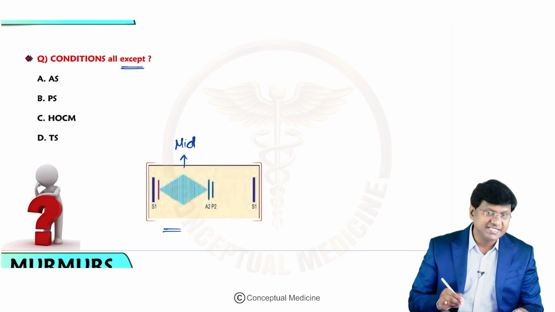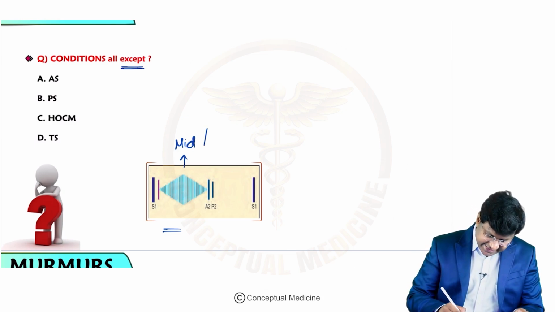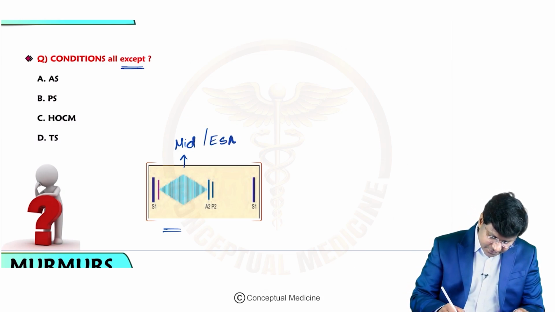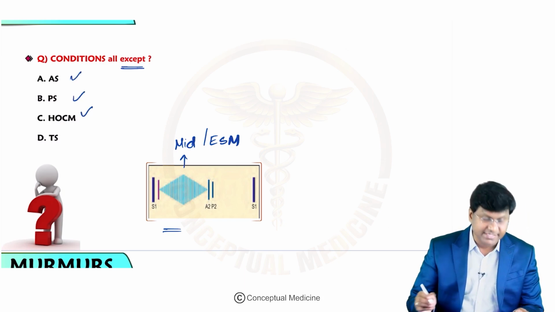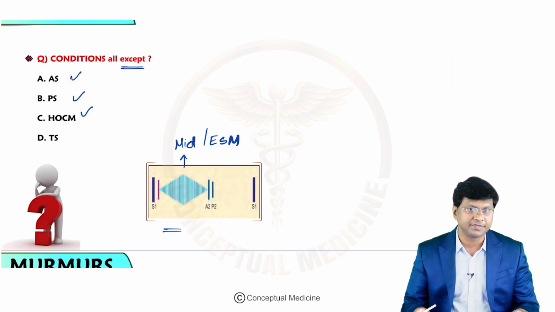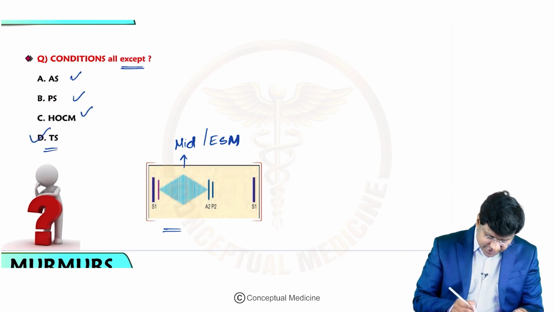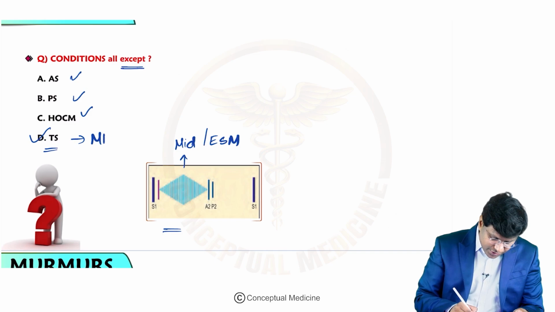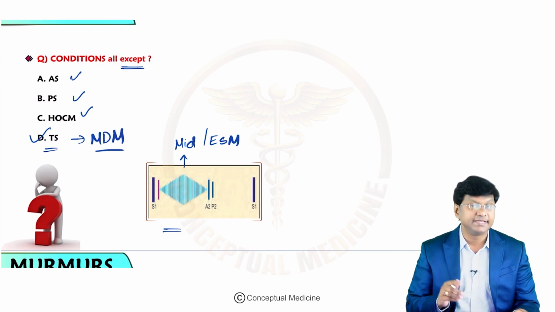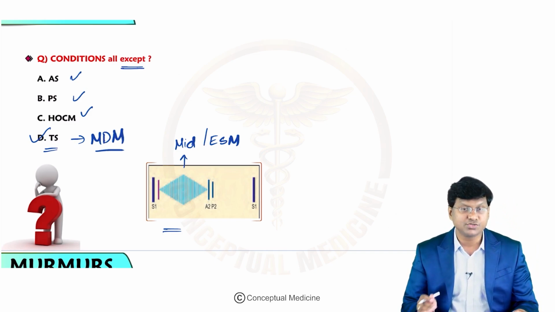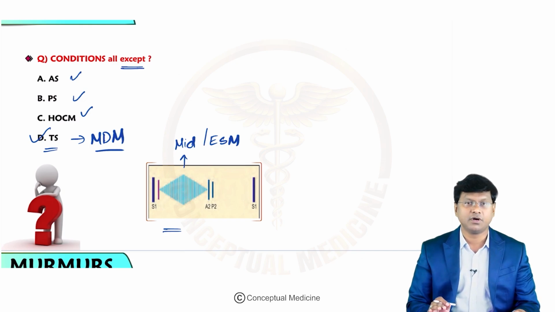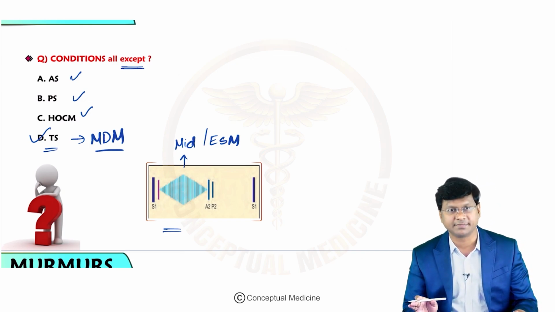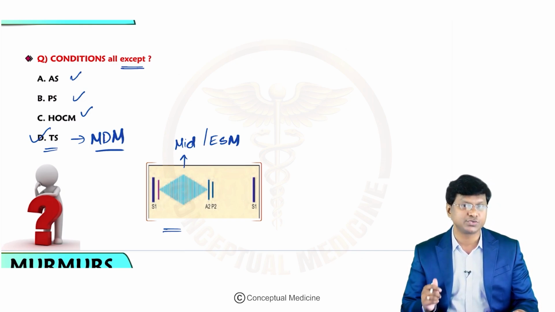So mid-systolic murmur or ejection systolic murmur, you will come across this in aortic stenosis, pulmonary stenosis and as well as the hypertrophic obstructive cardiomyopathy, but not in tricuspid stenosis. In tricuspid stenosis, you will have the presence of the mid-diastolic murmur. Right, so in TS you have MDM, okay, but not mid-systolic murmur or ejection systolic murmur. Right, and you see the next question.